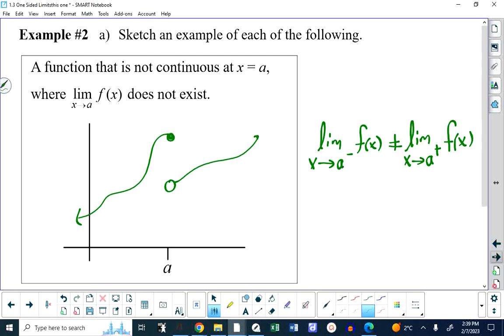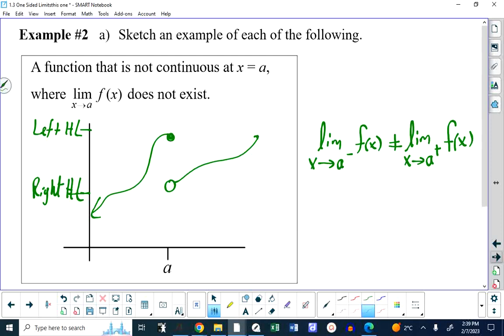The left-hand limit would be equal to that number. The right-hand limit would be equal to that number. They both exist, but they're different. And the lesson out of this is the following, and it's complicated, logically, to think about.